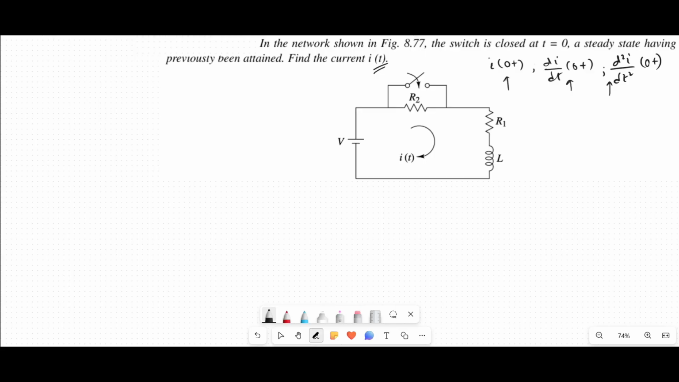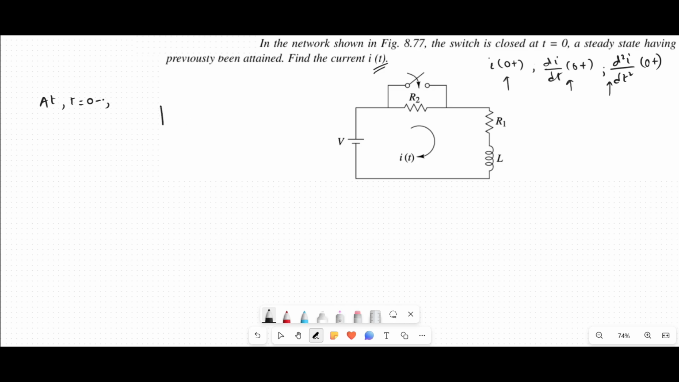Now let's see how we can use this trick and determine the value in this circuit. To start with, we will follow the same way as before. At t equals 0 minus, the network is already in steady state. So if the network is already in steady state, then we will have a short circuit in this area.